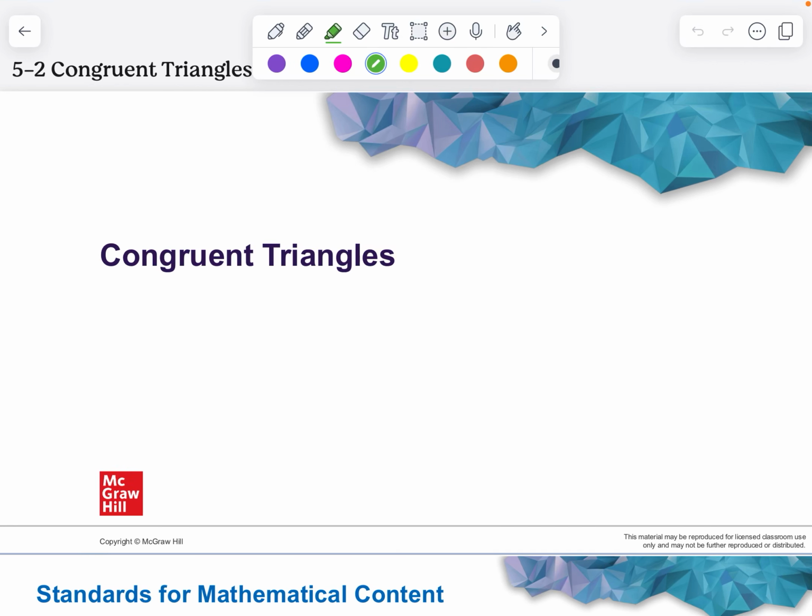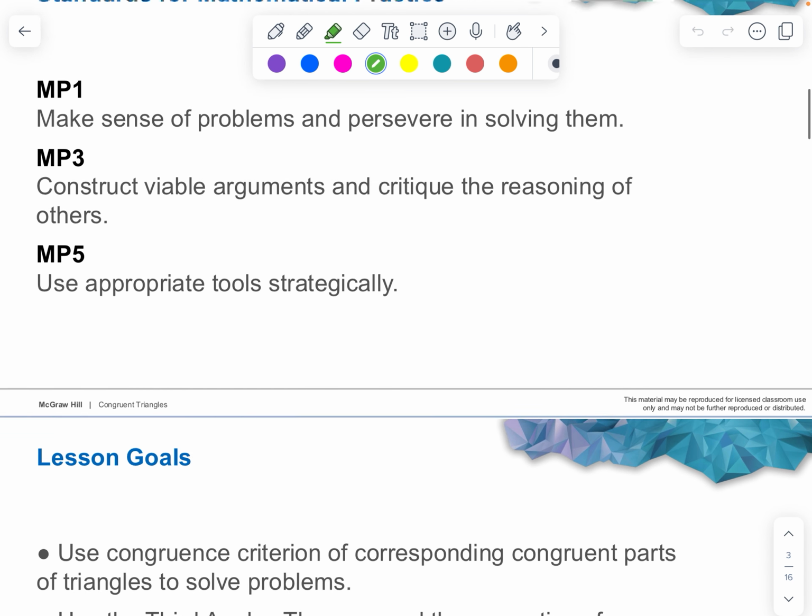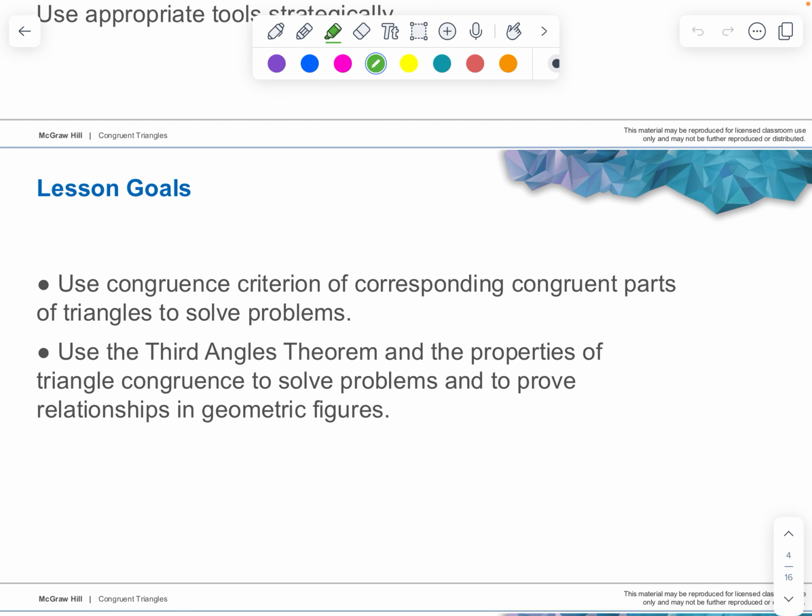Heading into lesson 5-2, which should be on page 5 in your notes. I would definitely encourage you to follow along on those. All right, our goals today are to use the congruence criterion of corresponding congruent parts of triangles to solve problems, and to use the third angles theorem and the properties of triangle congruence to solve problems.